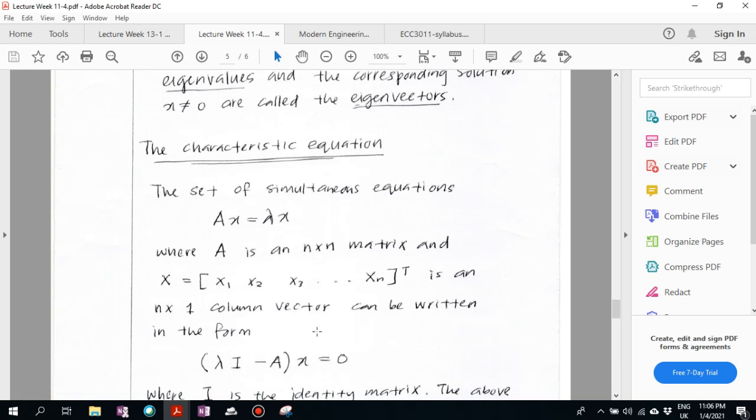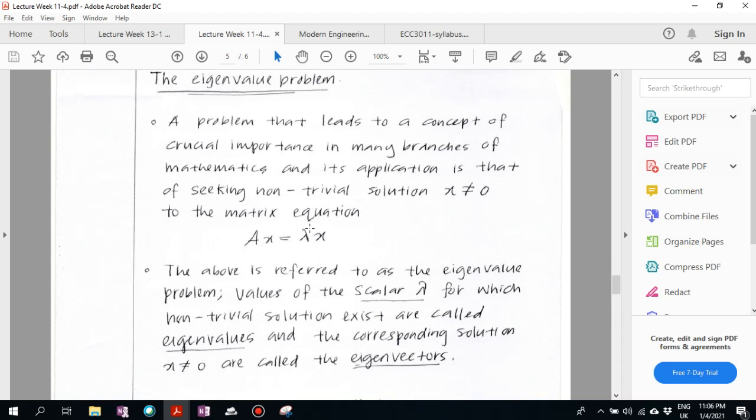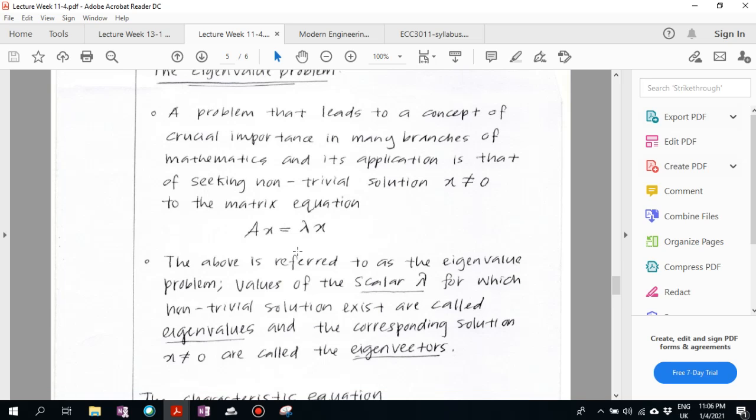Okay, the next topic is about eigenvalue and eigenvector. A problem that leads to a concept of crucial importance in many branches of mathematics and its applications is that of seeking a non-trivial solution x not equal to 0 to a matrix equation Ax equal lambda x. This is referred to as the eigenvalue problem.